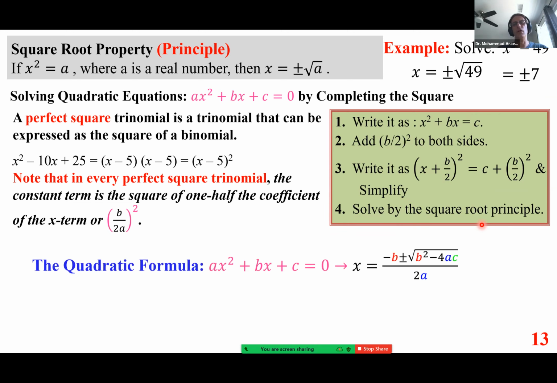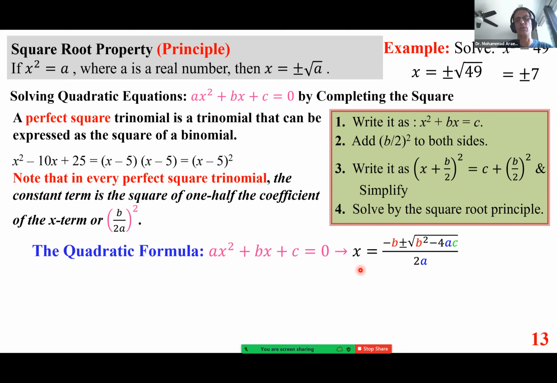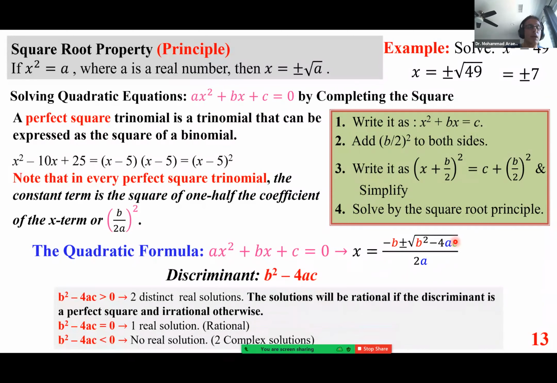For the quadratic formula, we already remember that, I hope, because we've seen it many, many times. If we are given ax squared plus bx plus c equal to 0, x is minus b plus minus the square root of b squared minus 4ac over 2a. What's under the radical is called the discriminant. This is a very important tool. If it's positive, that means we have two distinct real solutions. If it's 0, we have 1. And if it's negative, we have no real solutions, or 2 complex solutions.